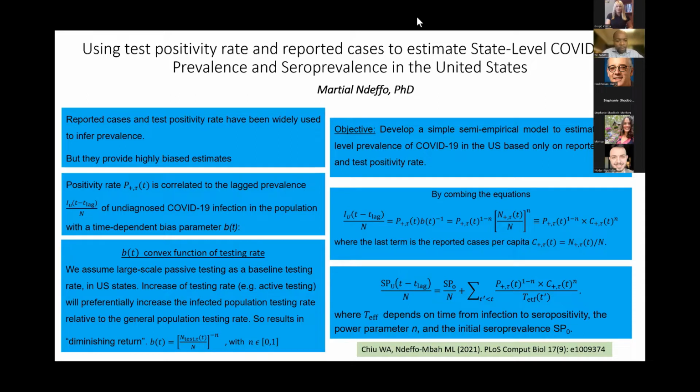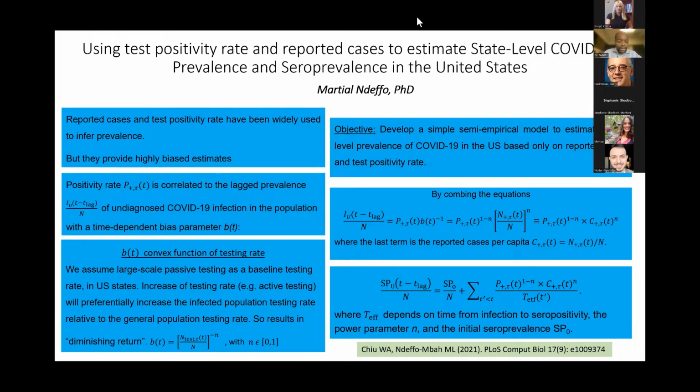We then developed a model that's based on a number of assumptions. First, we assume that the positivity rate is correlated with a lag undiagnosed prevalence in a population, and that the correlation between these two is a time-dependent function. This time-dependent function, which we denote as BT, we assume is a convex function of the testing rate. And this was also based on a number of assumptions.